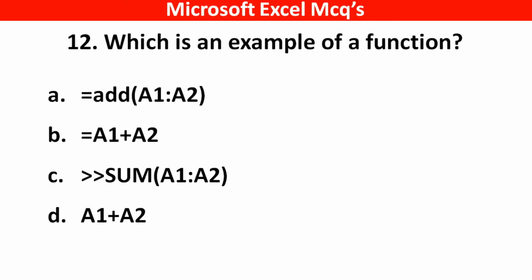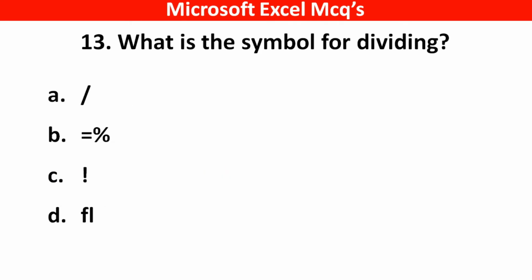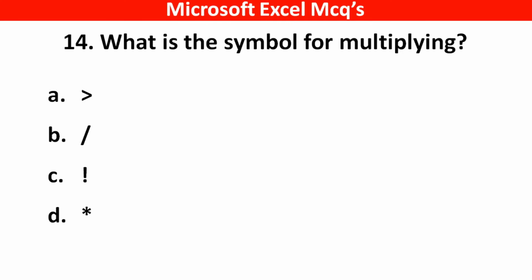Next question, which is an example of a function? Right answer is option C. Next question, what is the symbol for dividing? Right answer is option A. Next question, what is the symbol for multiplication? Right answer is option D, asterisk.